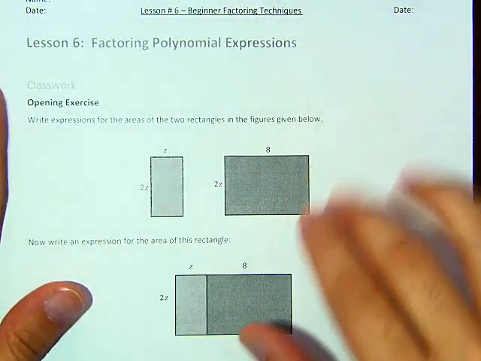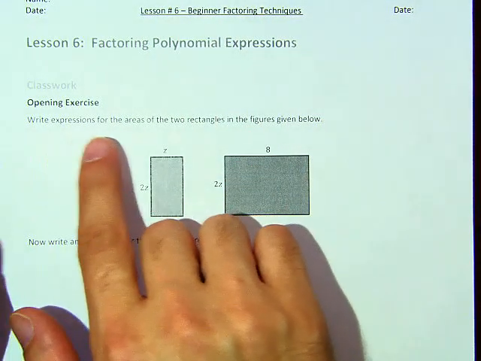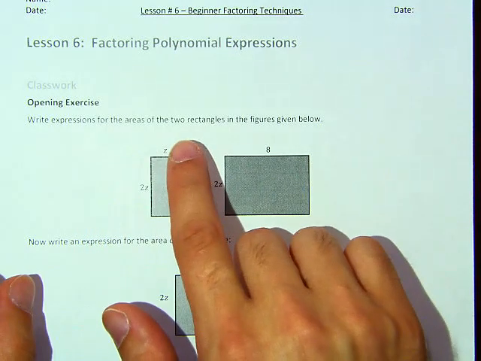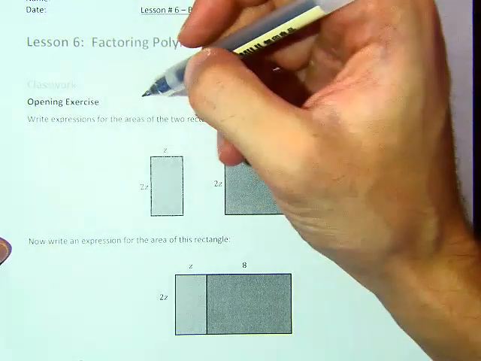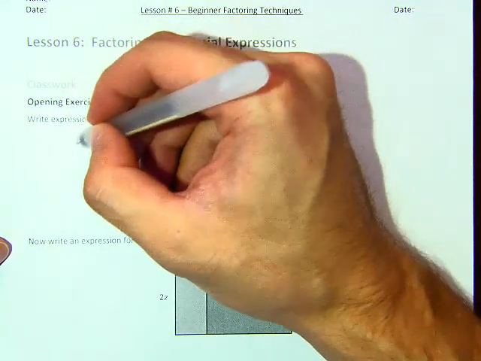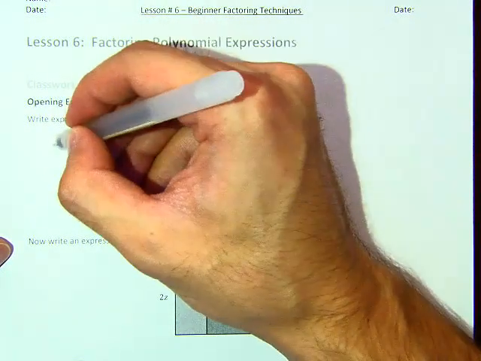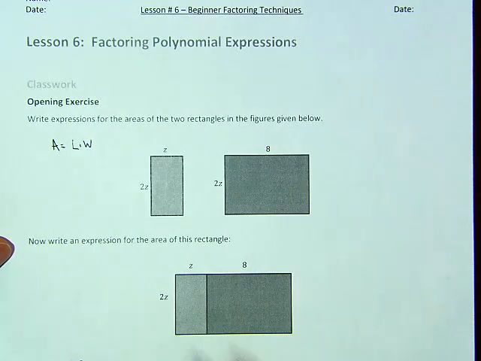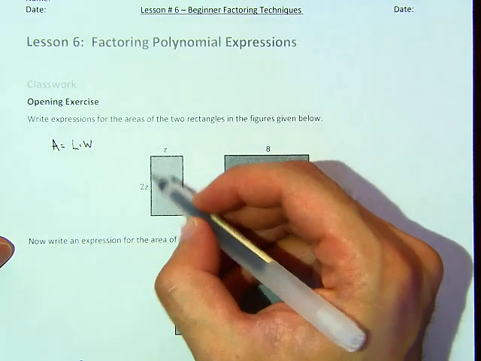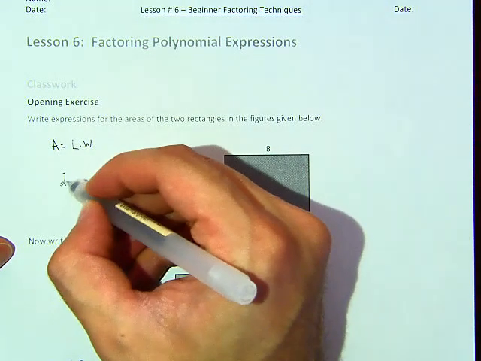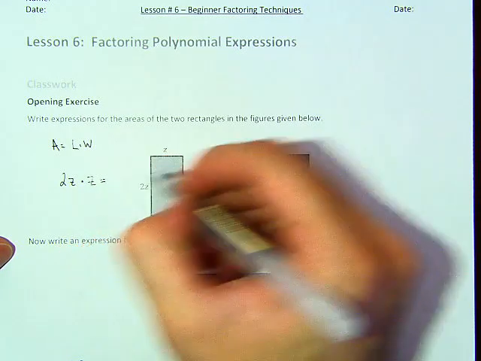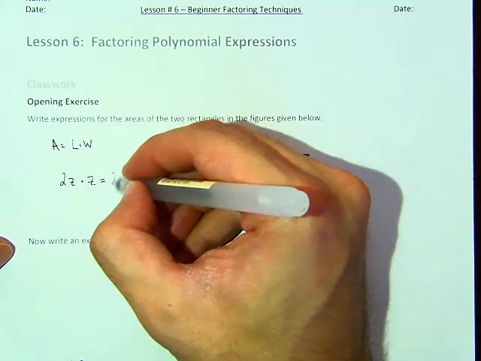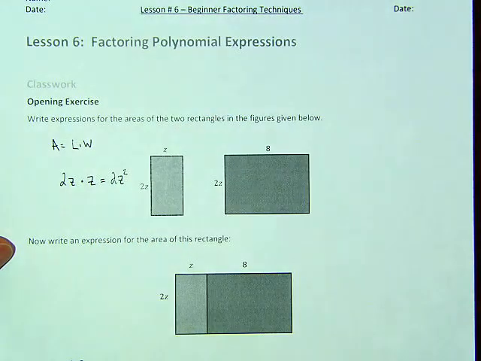So for the first part over here, it says write expressions for the areas of the two rectangles in the figure below. So how do you determine area for a rectangle? It's just length times width, right? That's area for a rectangle. So here, what's your length? This is 2z. And what's the width over here? It's z. So what's the area for this shape? This is just 2z squared, okay?